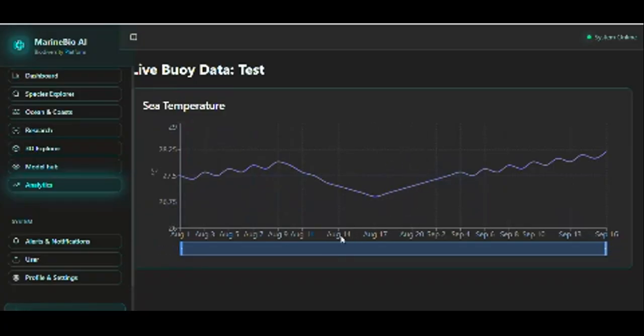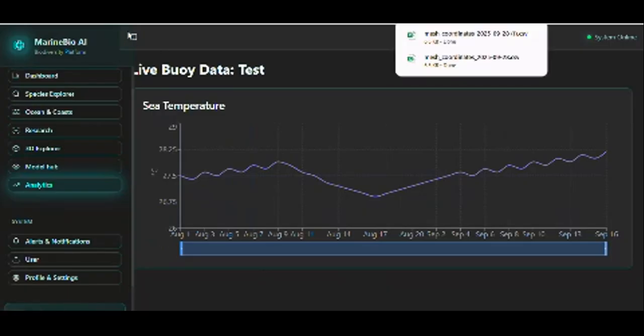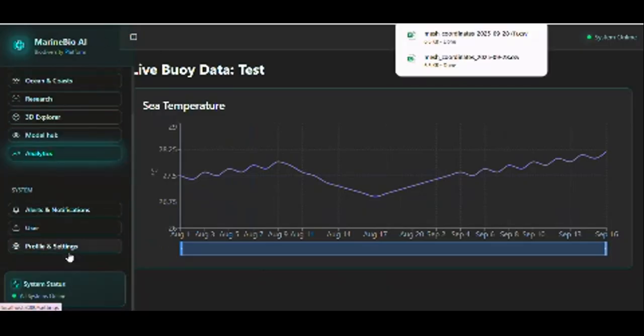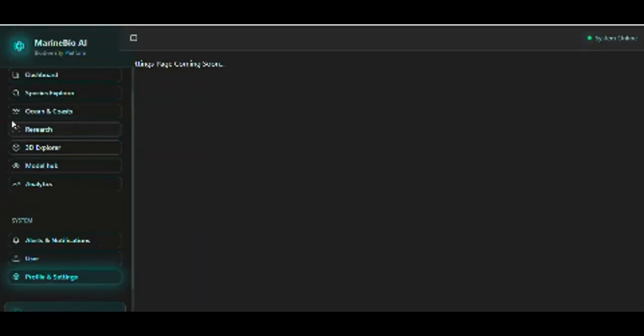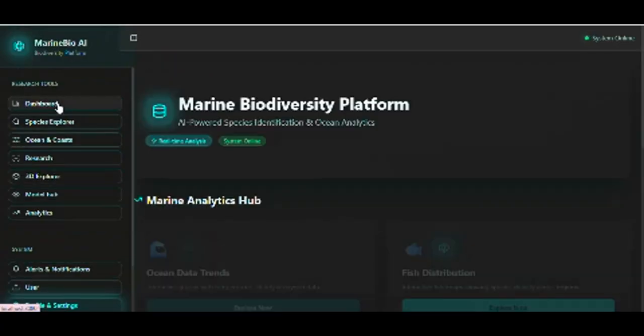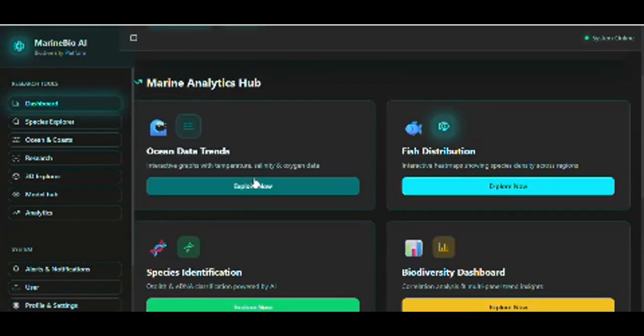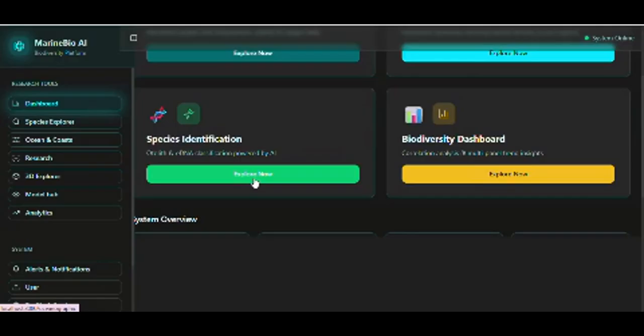Now next we have some live data of the sea, some dimensions of the sea like its temperature. This graph would show the temperature rise and fall and the live temperature of the sea at a particular time. So till now we have completed the study of some species, seabed and some dimensions of the sea like sea temperature and all.